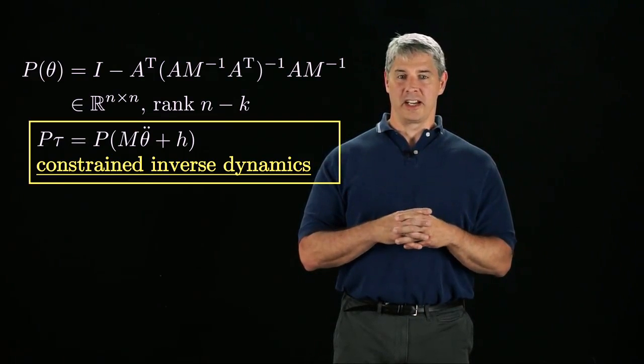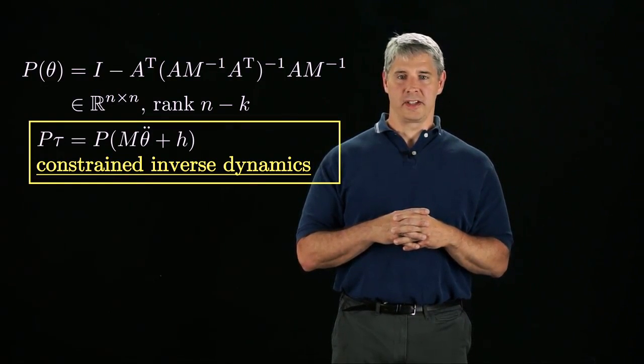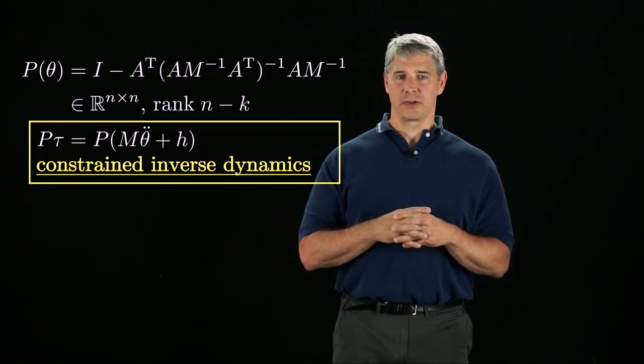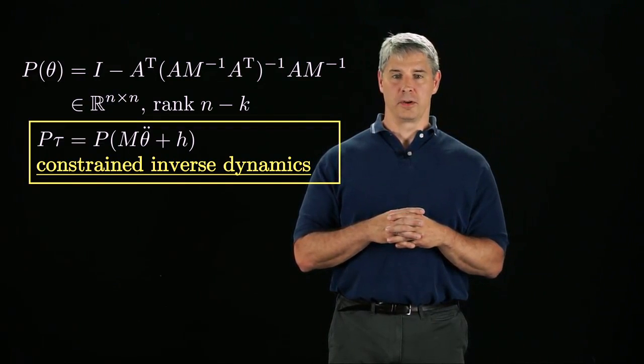To solve the inverse dynamics, we plug in the joint positions, velocities, and accelerations on the right-hand side to calculate the joint torques that create the desired joint accelerations. To this solution, we can add any joint torques of the form A transpose λ, which create forces against the constraints and do not affect the motion of the robot.